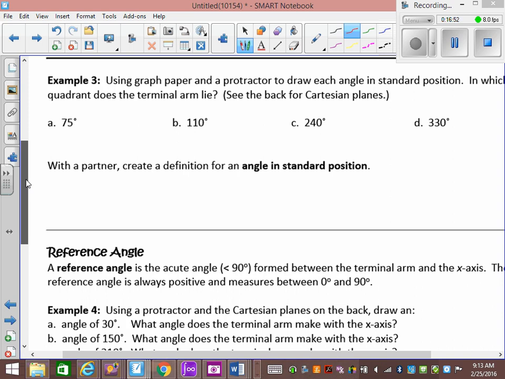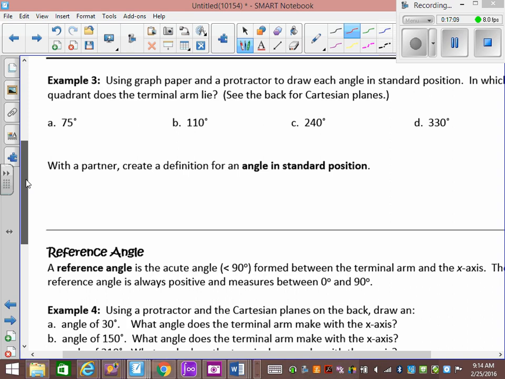So there's one set for example 3, and there's one set for example 4. They're just the Cartesian planes, okay? We're doing example 3. Using graph paper and a protractor, which I have for you, you're going to draw each angle in standard position.